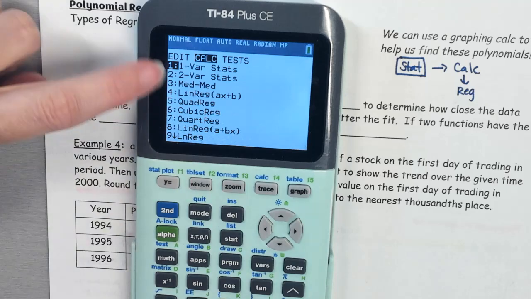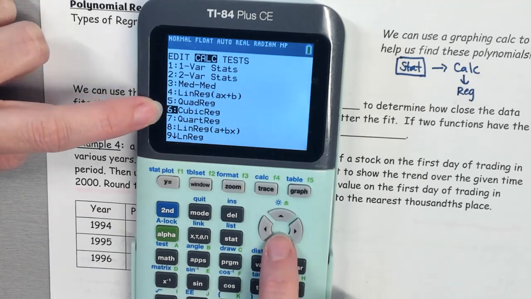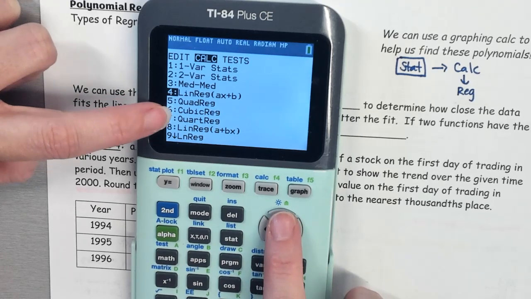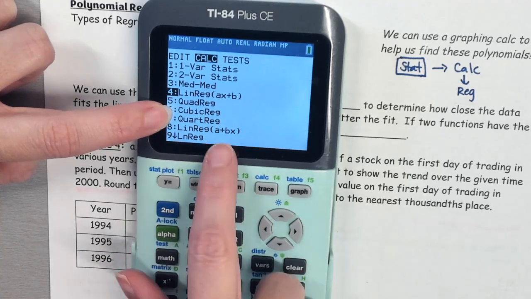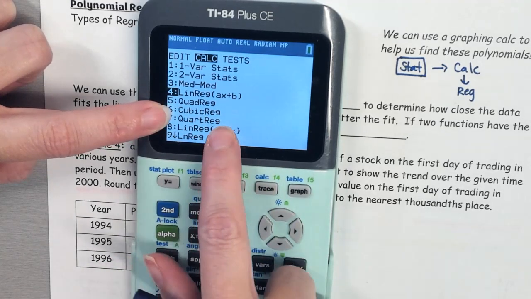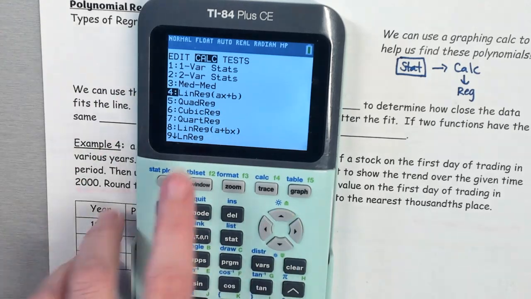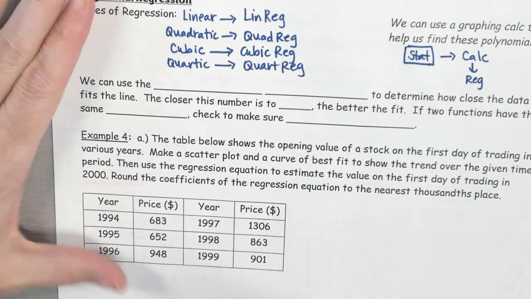So if you look here, you have linreg, you have quadreg, cubic reg, quart reg. These are the 4 that we're going to deal with. We're not going to do the linreg where the B is with the X, so don't worry about that. We're not going to do any of the other ones down there. Right? So what we are going to have to find when we're using linear regression is what's called the correlation coefficient.